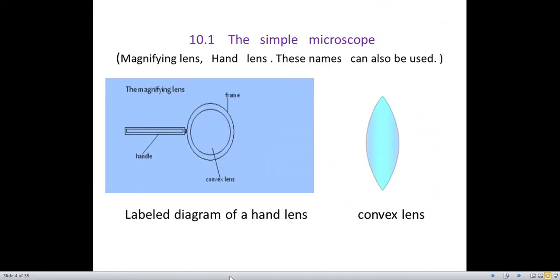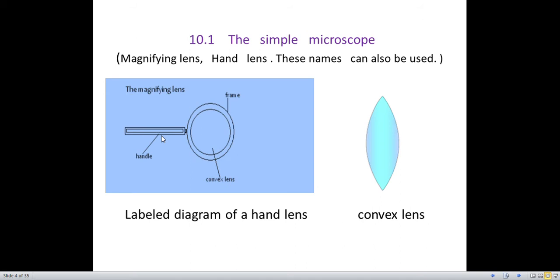10.1 The simple microscope. Magnifying lens, hand lens. These names can also be used. Now I have shown you a picture of a simple microscope or hand lens. You can see a convex lens. I have showed you a convex lens here. This convex lens is fixed to this frame. Now this is the frame and this is the convex lens and the handle.